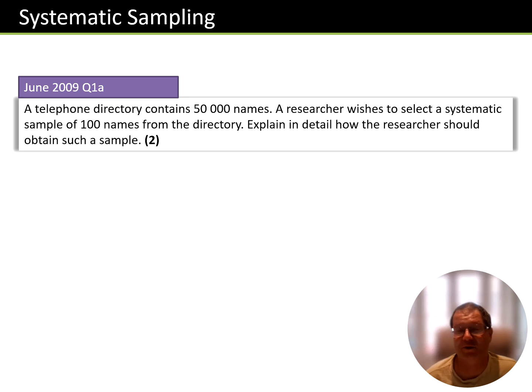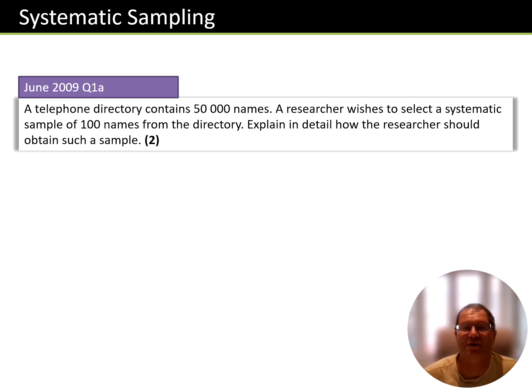Okay, obviously you need a sampling frame to do that. Okay, and you need to use some sort of random number generator in order to work out the first person in your list. Okay, and then from then on, you're just going up by 500 every time.